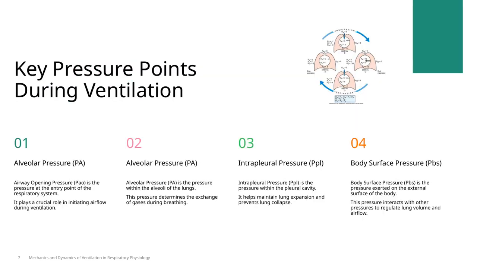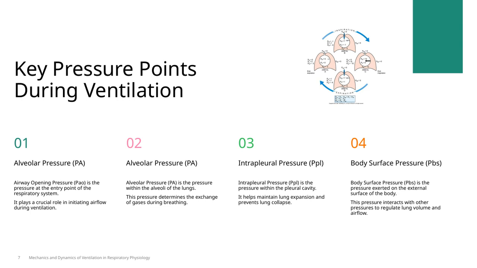Now, let's take a closer look at some of the key pressure points involved in the process of ventilation. First up is alveolar pressure, or PA. This is the pressure inside the alveoli, which are the tiny air sacs where gas exchange actually happens. The level of alveolar pressure is critical because it directly influences how gases like oxygen and carbon dioxide move between the lungs and the blood. Essentially, the difference in pressure between the alveoli and the surrounding capillaries drives the exchange of gases during each breath.